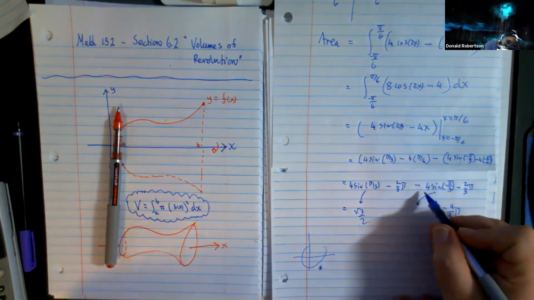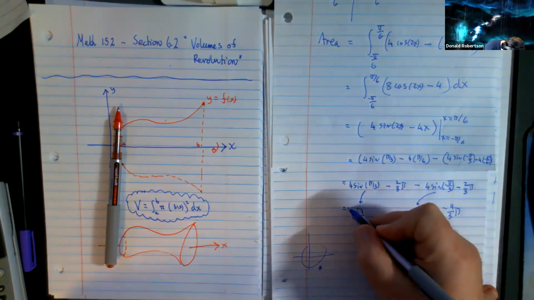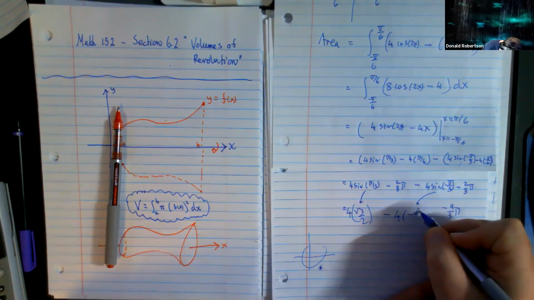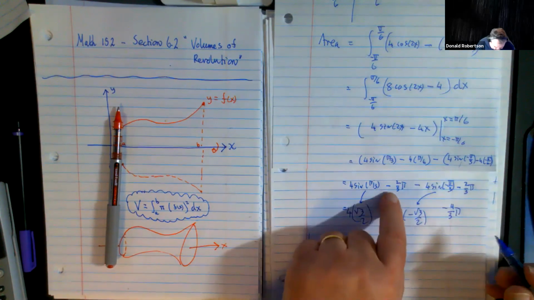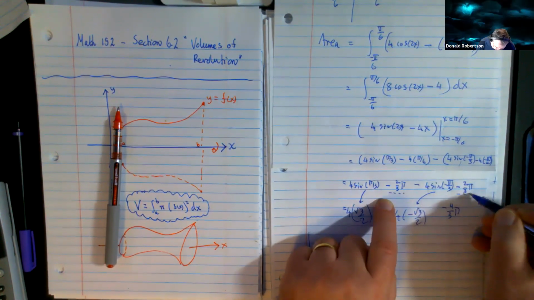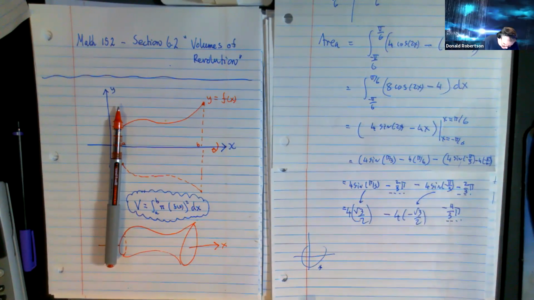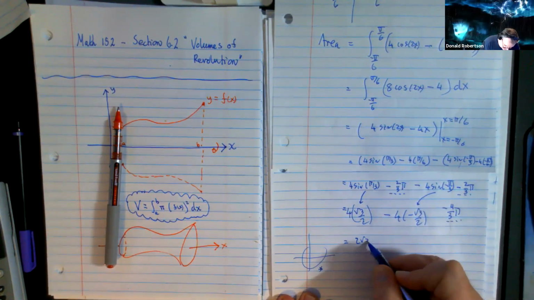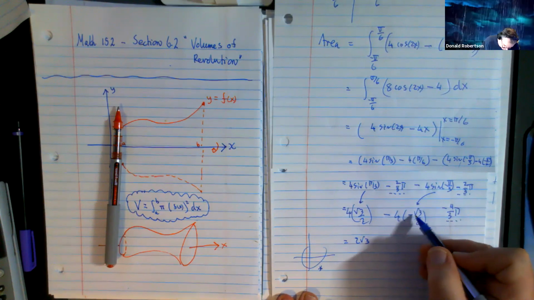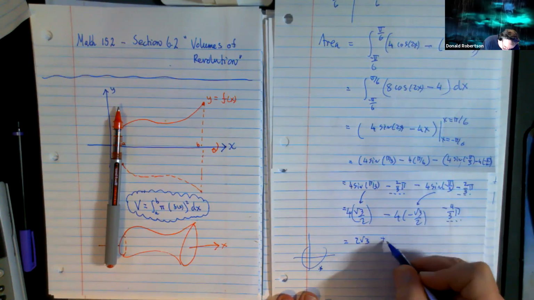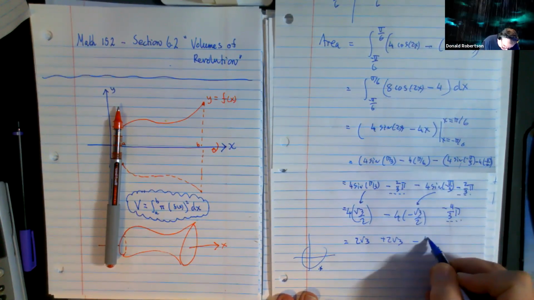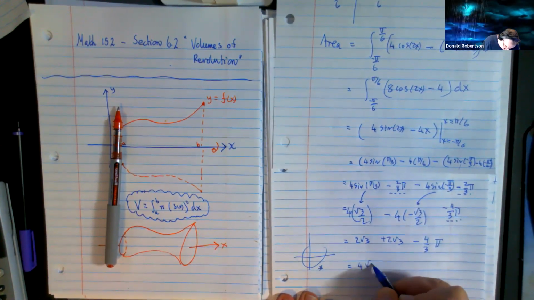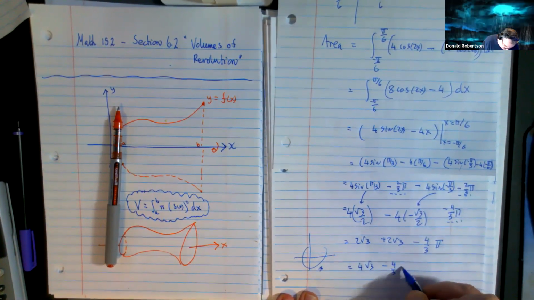So, oh, wait a minute. It's going to be 4 times that guy. Take away 4 times the negative of that guy. And I've already joined these two together. That's where that came from. And so it's going to be 4 times that gets me 2 root 3. Negative 4 times that is a positive, and they cancel. 2 root 3. Take away 4/3 pi. Phew. 4 root 3. Take away 4/3 pi.